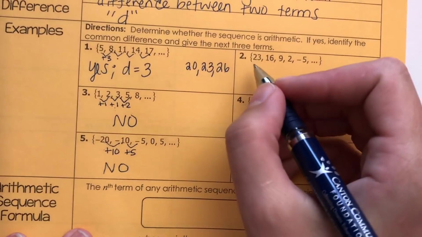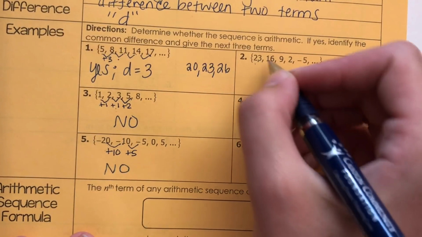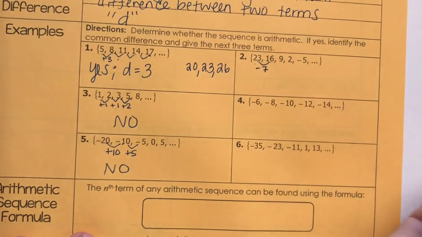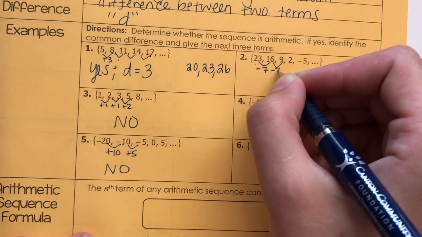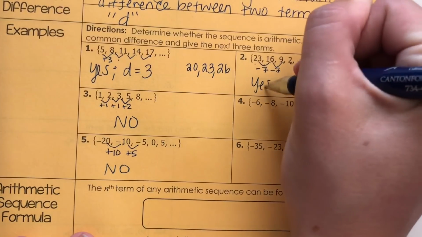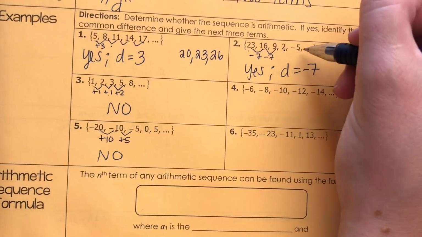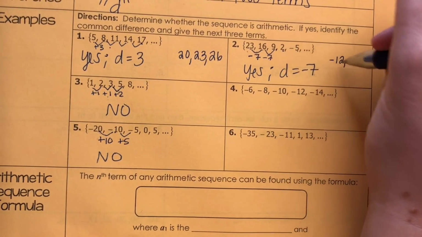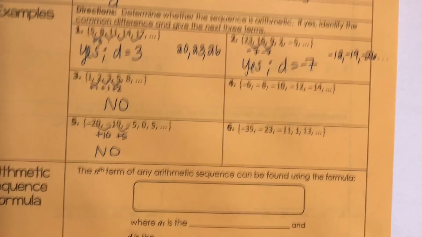And let's just try one more. Here, this one's going down, so our common difference is negative. 23, to get down to 16, I have to take away 7. 23 minus 16 is 7. And let's see if that holds true. 16 minus 7 is 9. 9 minus 7 is 2. 2 minus 7 is negative 5. So this one's a yes, and the difference is negative 7. And then we could keep going to find another three terms. So negative 5 minus 7 would be negative 12, negative 19, and negative 26, and on and on.